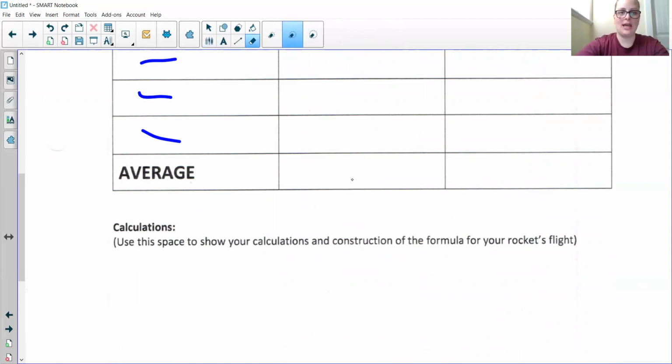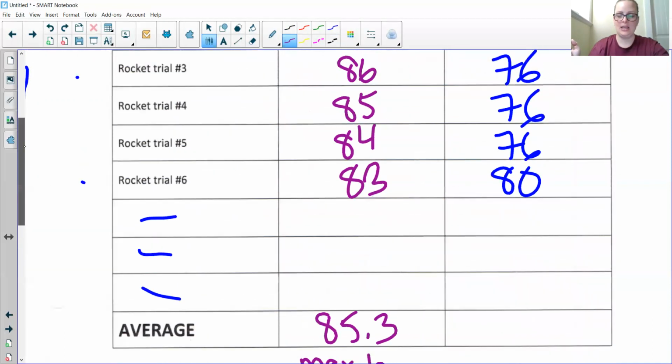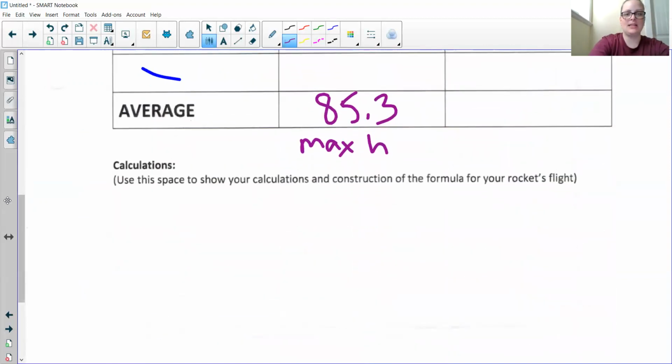85.3. So that's the max height, the average height. Okay. You're going to do the same thing for your average distance to launch. So I'm going to do 77 plus 77 plus 76 plus 76 plus 76 plus 80. And again, because I have 6 launches, I'm going to divide it by 6. If you only had 3, you would divide it by 3. And this gives me the average distance as 77 centimeters.